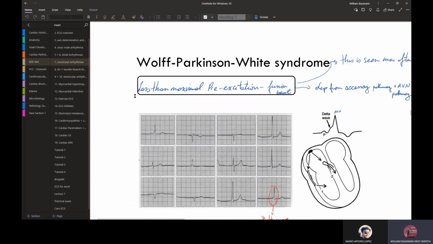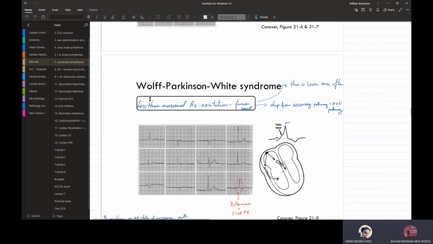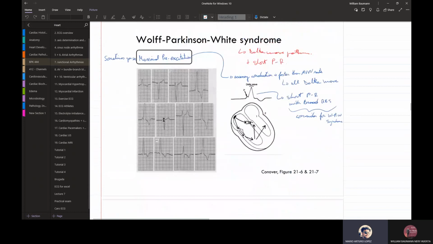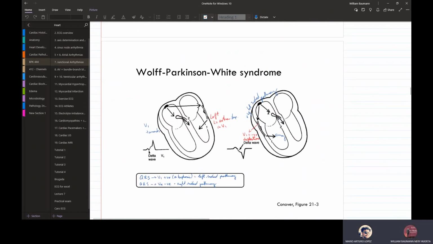Okay. So main takeaway for Wolff-Parkinson-White syndrome: delta waves. And why does it cause? Accessory pathways, either right or left. Exactly. If it's left, you're going to see the delta wave going up. If it's right, you're going to see the delta wave going down. Left is more common. Exactly.